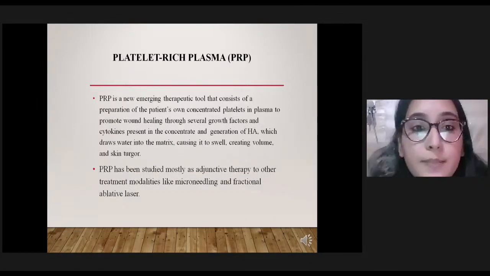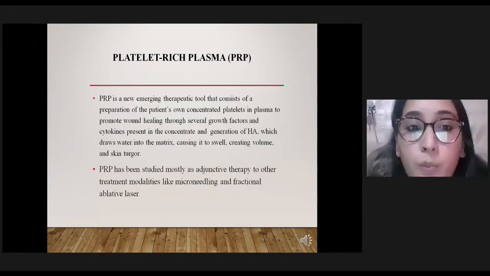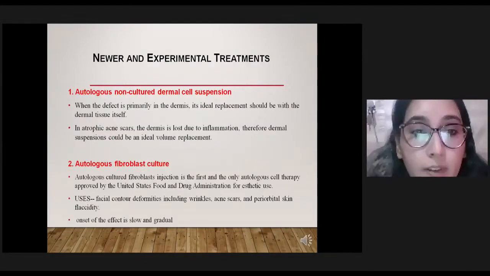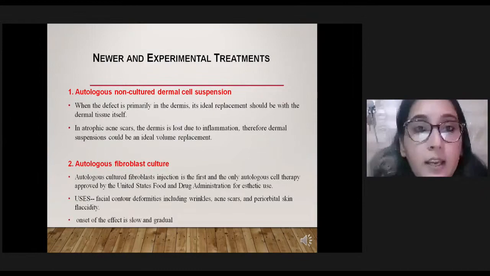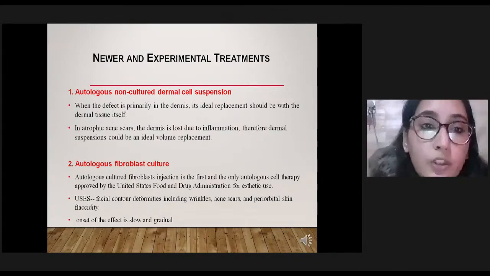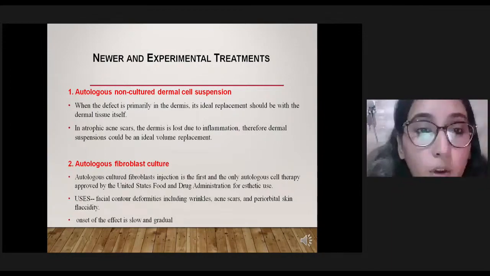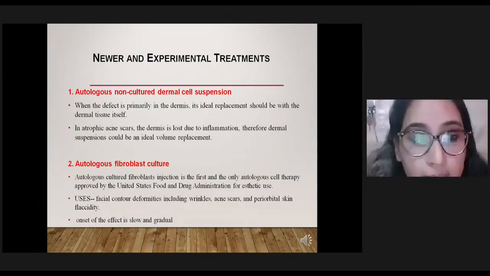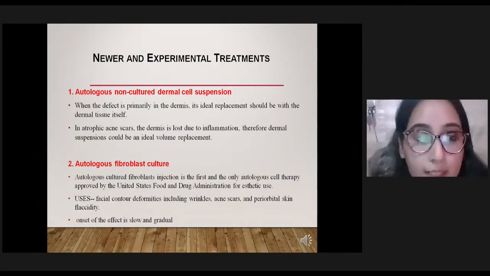Platelet-rich plasma is an emerging therapeutic tool in which patients' own concentrated platelets are used to promote wound healing. It is mostly used as an adjunctive therapy to other treatment modalities. Newer and experimental treatments include autologous non-cultured dermal cell suspension. In atrophic acne scars, as the dermis is low due to inflammation, dermal suspension could be an ideal volume replacement. Autologous fibroblast culture injection is the only FDA-approved therapy for aesthetic use. It can be used for acne scars, but its onset of effect is slow and gradual.